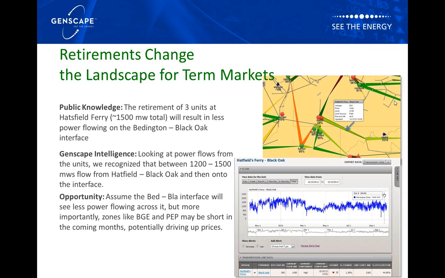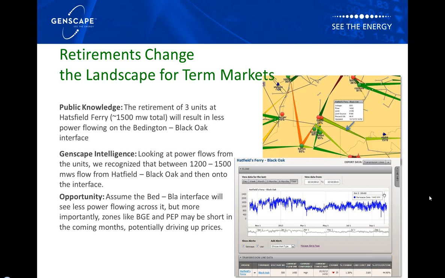And so what I would say is that if you do get some colder temperatures, or especially some hot temperatures in this coming summer, those load zones are going to need to pull generation or find generation from somewhere else. And more likely than not, that generation that's going to need to be called on is going to be more expensive than a unit like Hatfield Ferry. So it potentially could drive up your prices in BGE and PEPCO.